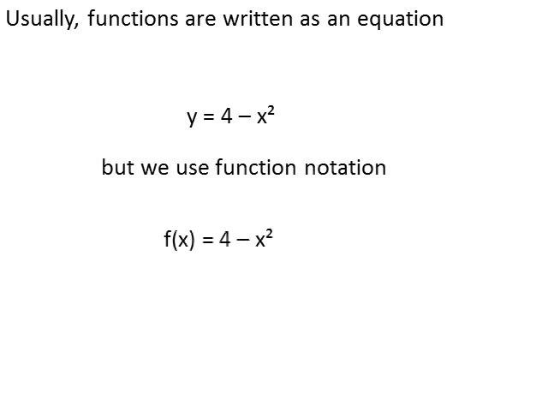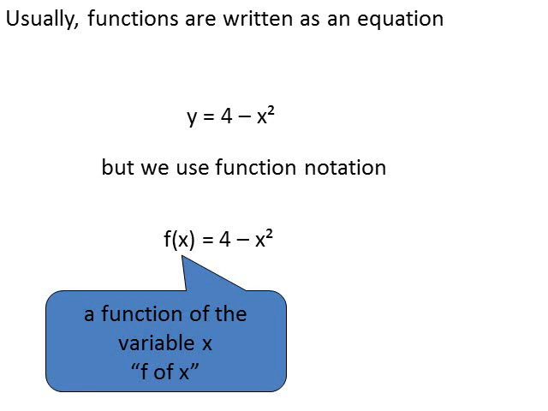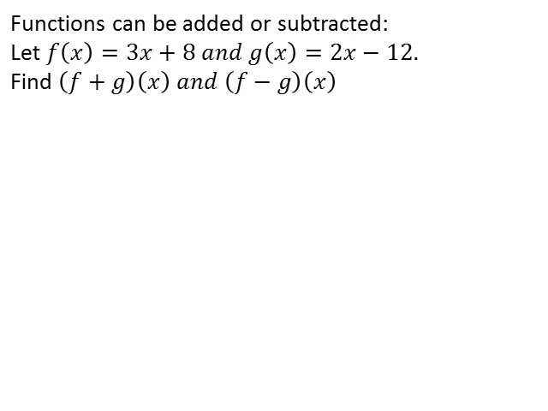In function notation, instead of a y, we write f of x. Now that tells us that we're dealing with a function, and the variable that you put into the function is the variable x. This means it's a function of the variable x, but usually when we see that, we just write f of x. Now we can do things with functions, the same kind of things we can do with numbers.